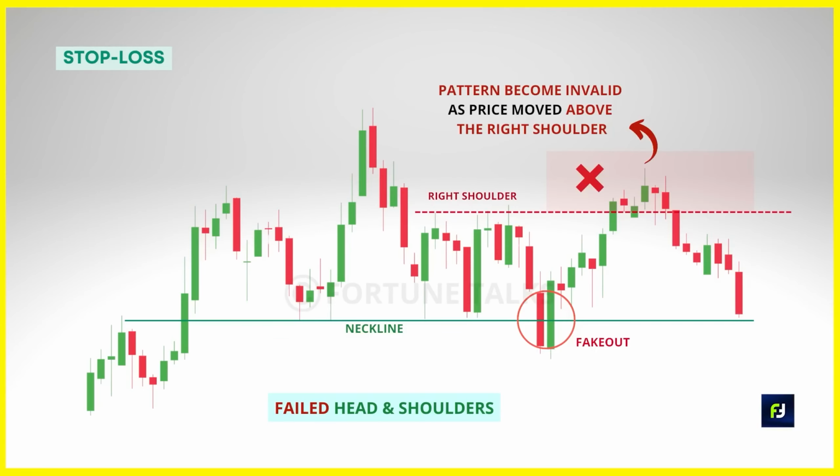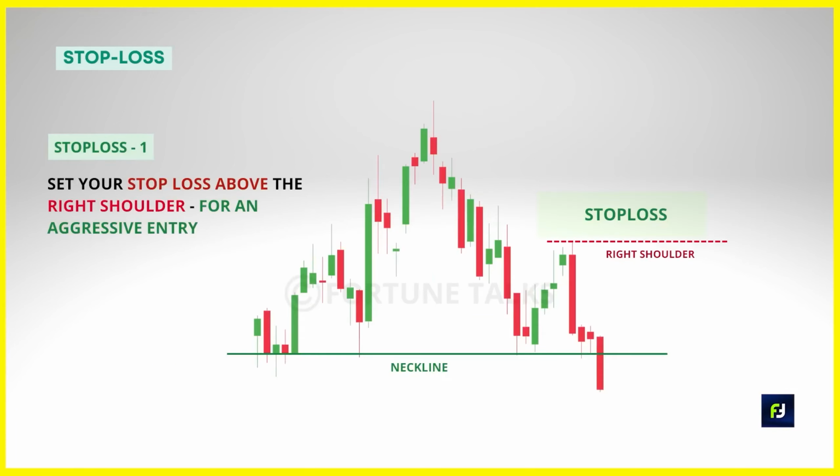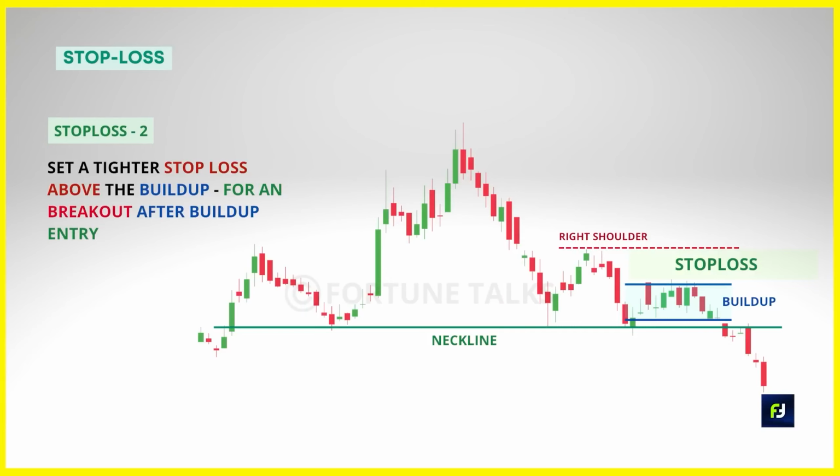To be fair, if the price moves above the right shoulder, the pattern will get invalidated. So if your entry was aggressive, as and when the price broke down from the neckline, then you should set your stop loss at or above the right shoulder of the pattern. Now what if you took a short entry after a build up near the neckline? Then you get the freedom to place a much tighter stop loss, preferably just above the build up consolidation, which will boost your reward to risk ratio by some margin.